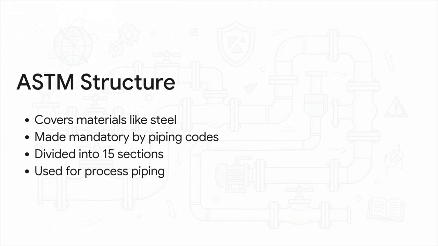But what is truly fascinating here is the legal transition. While ASTM standards start out as voluntary, the exact moment an overarching ASME piping code says, hey, you must use steel that meets ASTM specifications, that voluntary standard instantly becomes legally mandatory. That's exactly how the code gives the standard its teeth.